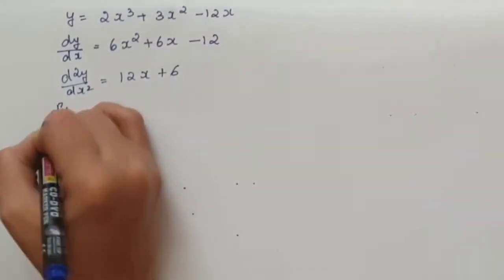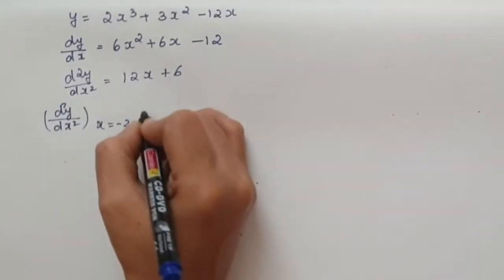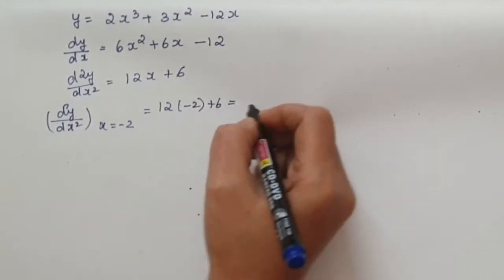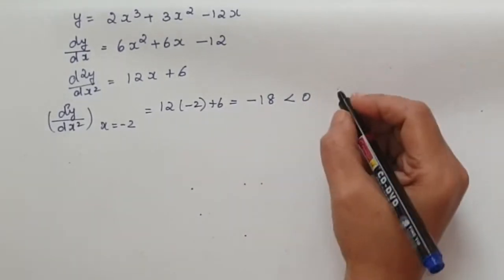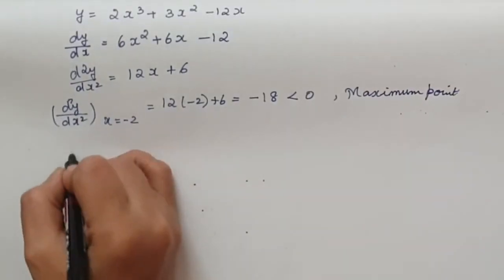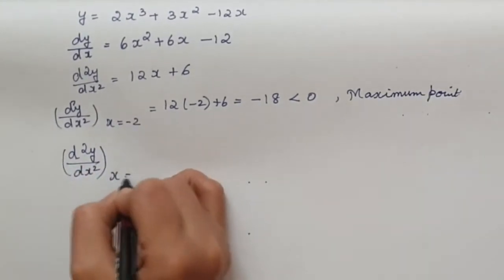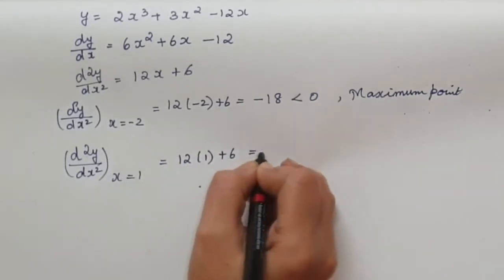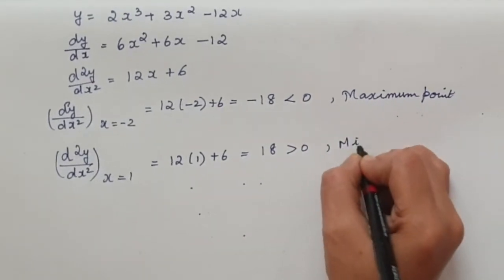Now d square y over dx square when x equal to negative 2. When we substitute this value, 12 into minus 2 plus 6, we get our answer as minus 18. So when it is minus 18, it is less than 0. So it will give us a maximum point. Then the next thing, d squared y over dx squared at x equal to 1. When we substitute it, 12 into 1 plus 6, it will give us 18, which is greater than 0. So this is a minimum point.